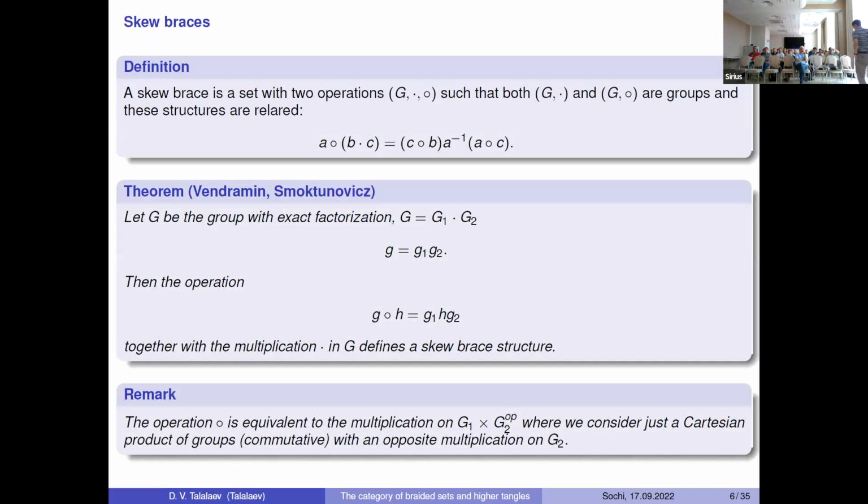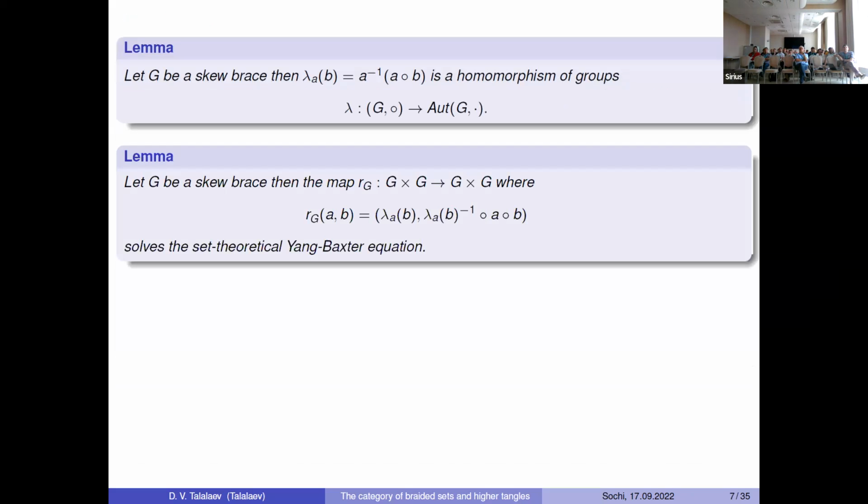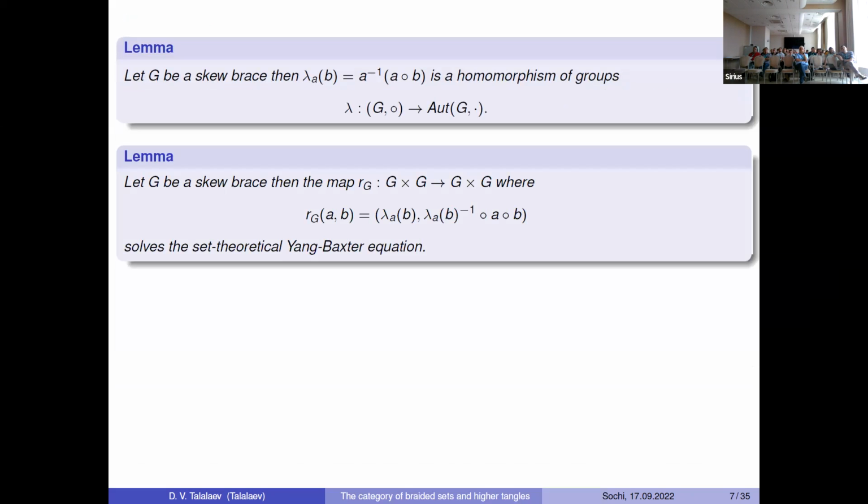Thank you. Okay, so it is such an operation, and it has a very rich history in integrable systems. Okay, if we have a skew brace, we can define a map lambda by this formula. Then we can define a map from the Cartesian square of G to itself by this formula. And the statement says that this map solves the Yang-Baxter equation.